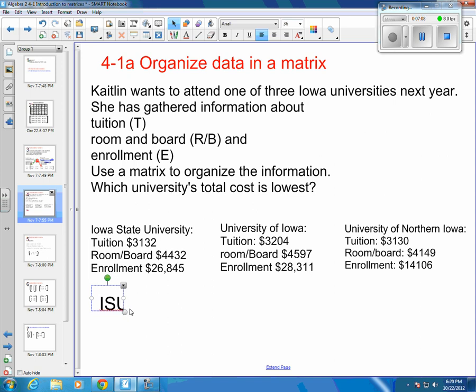Let's make this smaller so I can type. Iowa State University, and that is going to be a $31.32 tuition, which is $44.32 room and board, and that's $26,845 for enrollment. Okay, so next one down.